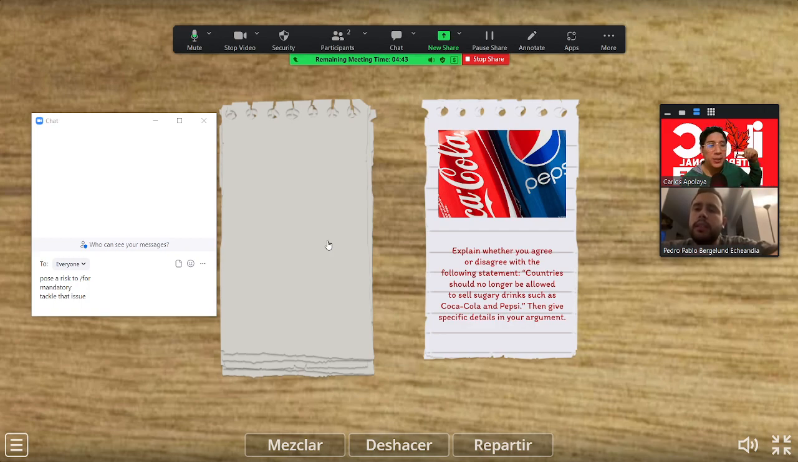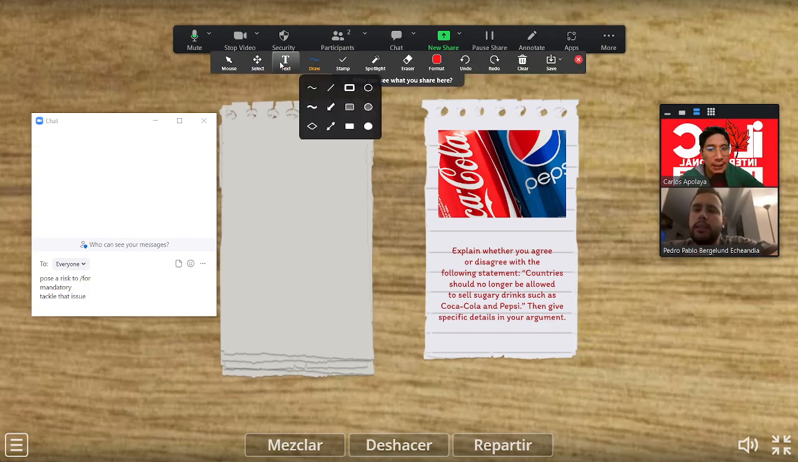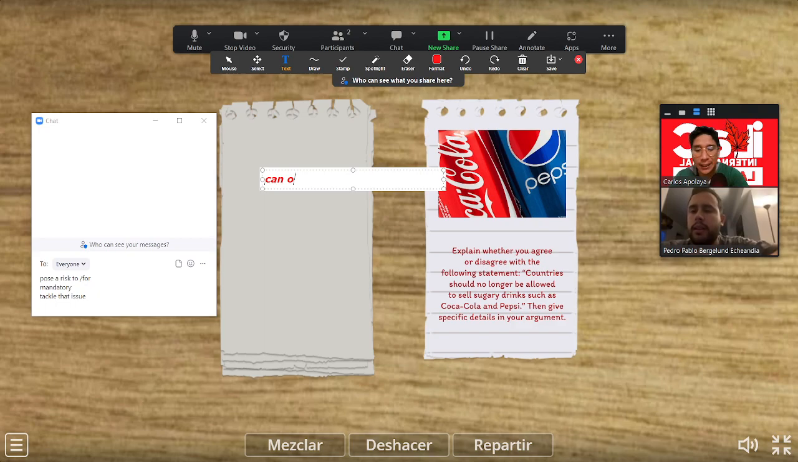It just so happened that I went to the market and I saw all of this can of sodas. ¿Latas? Can. Can of sodas. Okay, cans of sodas.